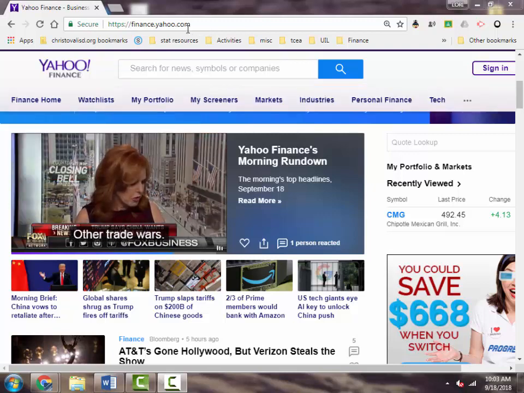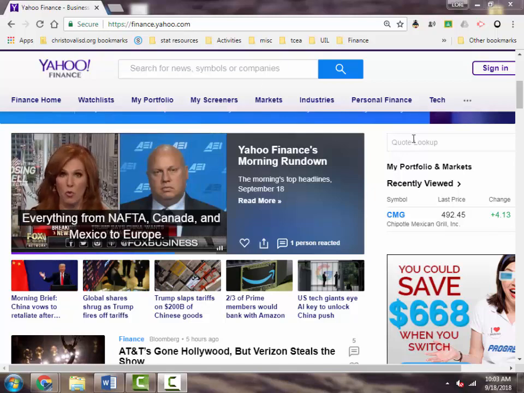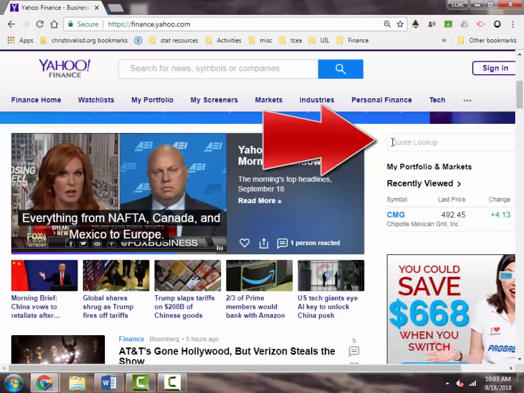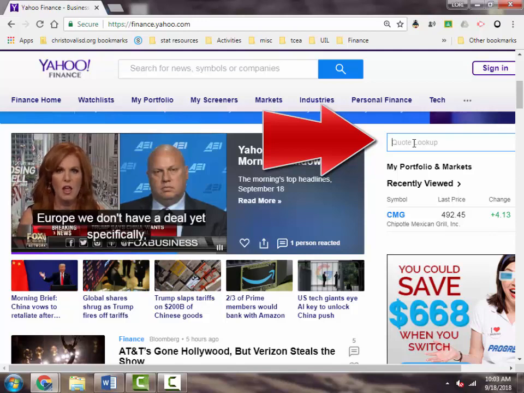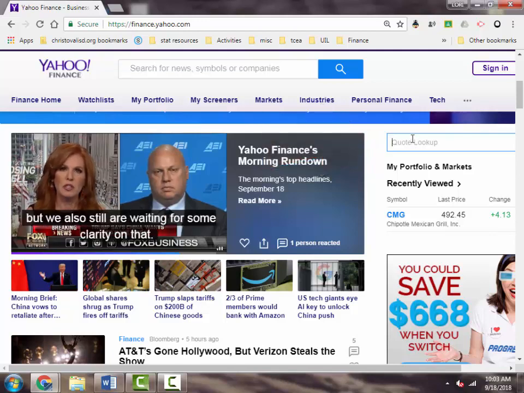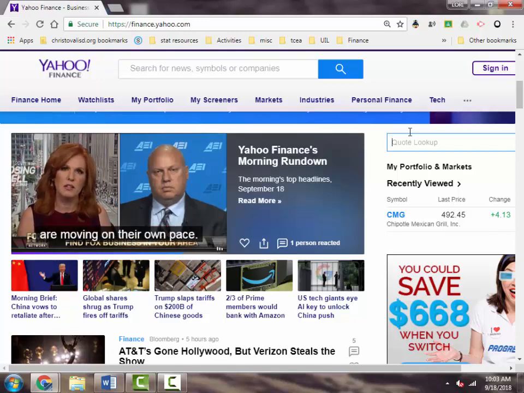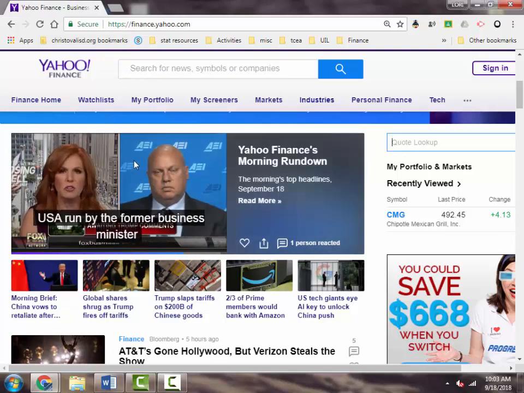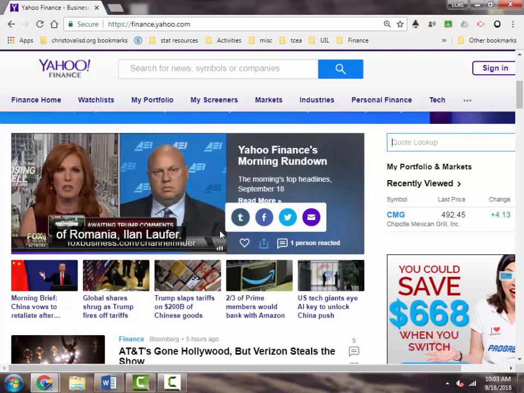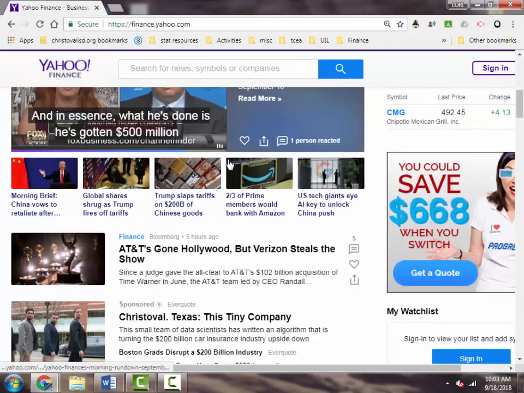Yahoo Finance is the website we're going to be on today. We're going to be looking at different pieces. Find quote lookup. That's where you will type in different symbols to find out information from that stock. Over here, where my cursor is, you will see different news articles that are running at that time.